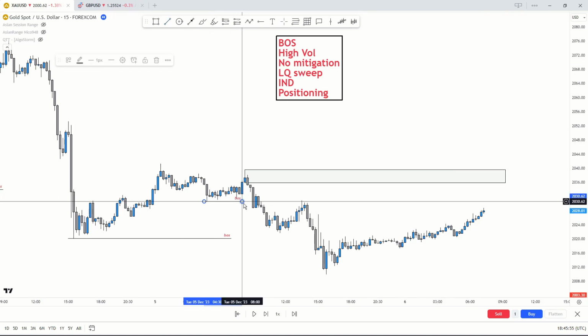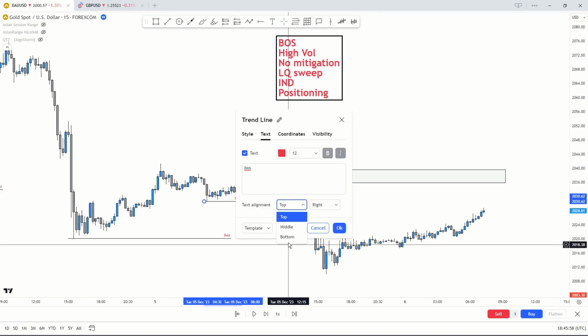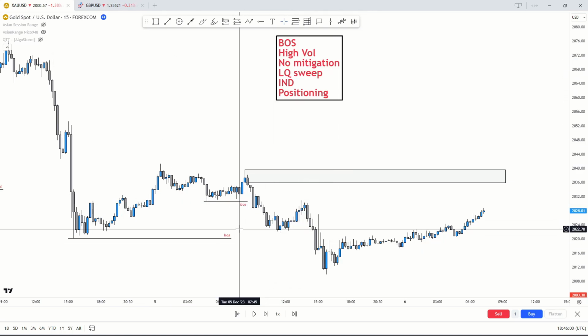Okay, so first things first is we've got our break of structure. Very, very standard, simple procedure.